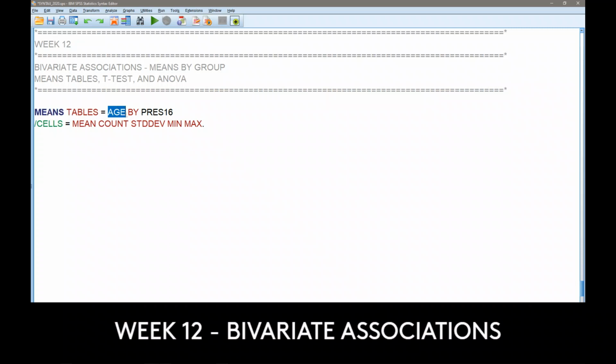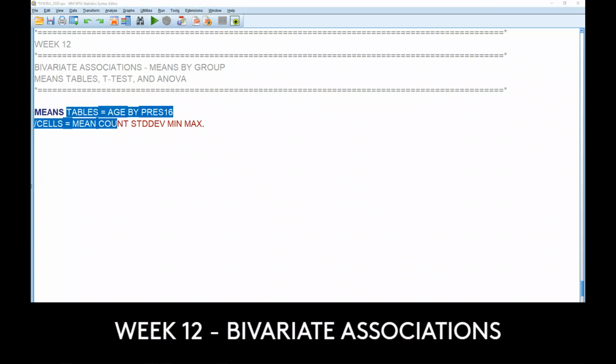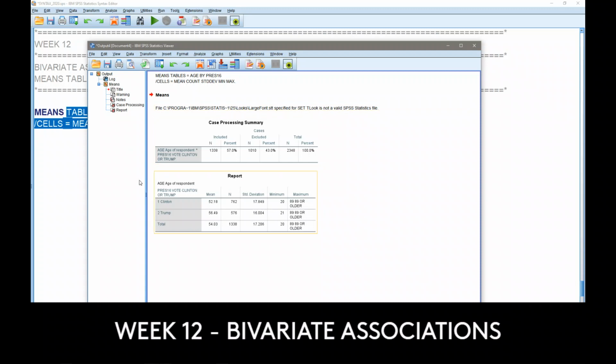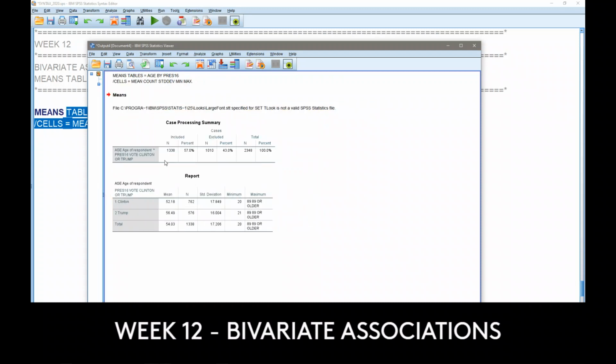Means table equals one continuous measure, so whatever continuous measure you choose, I'm choosing age, by whatever type of categorical measure. It can be dichotomous or it can have two or more categories. I am using the variable pres19, which is asking respondents if they voted for Hillary Clinton or Donald Trump. In the cells line, be sure to specify mean, count, standard deviation, min, and max. If we highlight this and run the code, this is the output that we see.